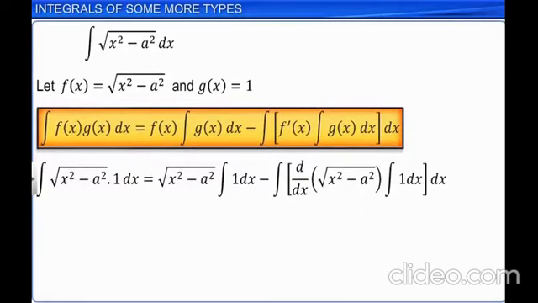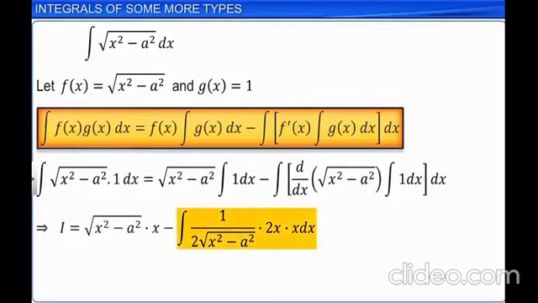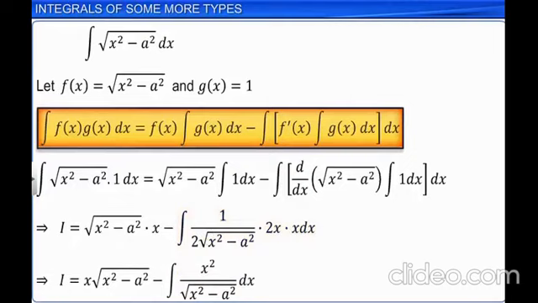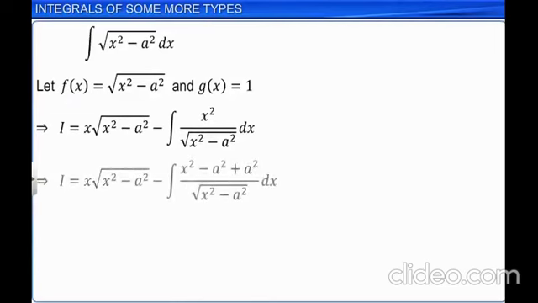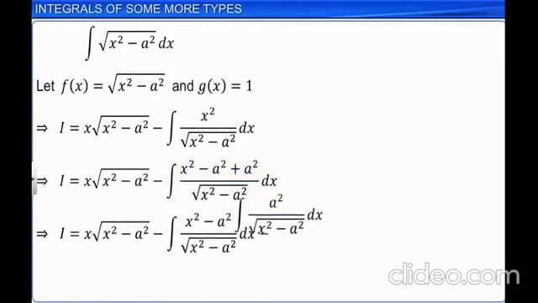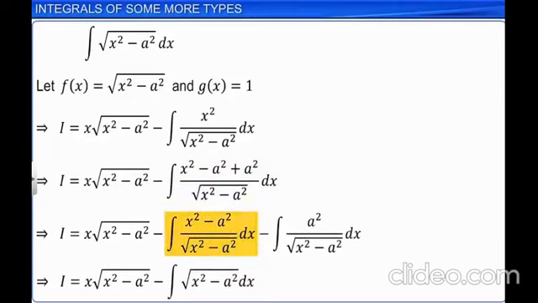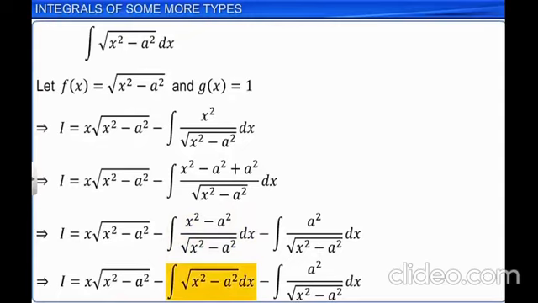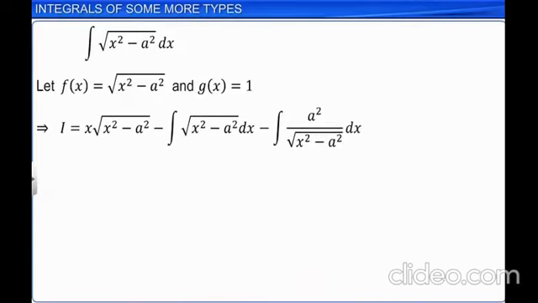On simplification, we get I is equal to x into square root of x square minus a square minus integral of x square upon square root of x square minus a square dx. Now, we add and subtract a square in the numerator of the second term, and then split it into two parts as shown. On simplification, the second term becomes integral of square root of x square minus a square dx. And this is nothing but the integral I. So we denote it by I.